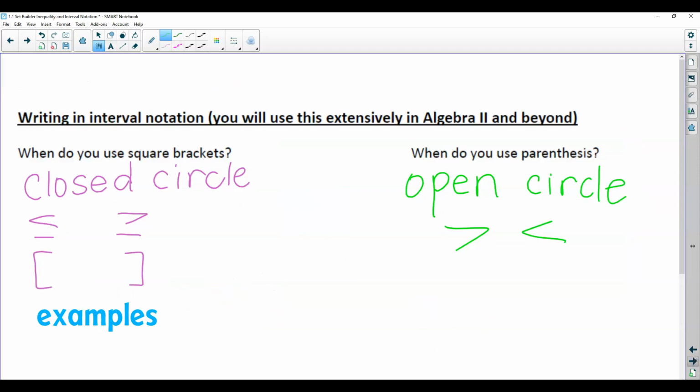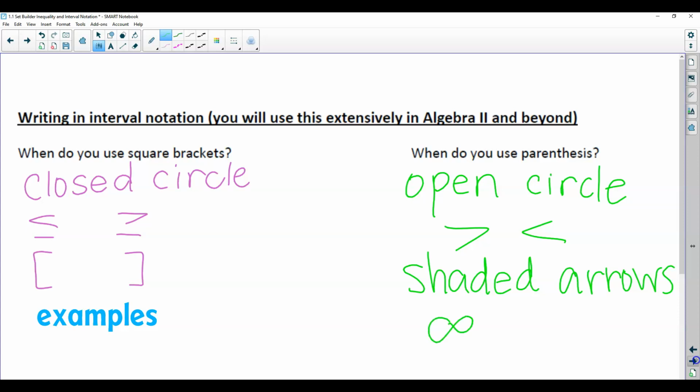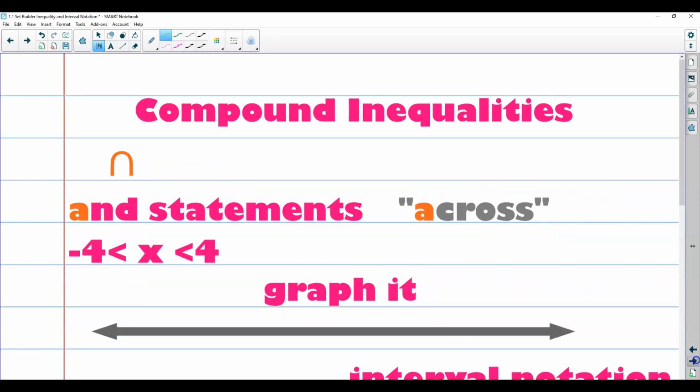So, when do you use parentheses? When it's an open circle, when it's not part equal, or when the arrows are shaded. I'm going to write shaded arrows. And remember, shaded arrows just means infinity. So that's when you use that. So, all right.